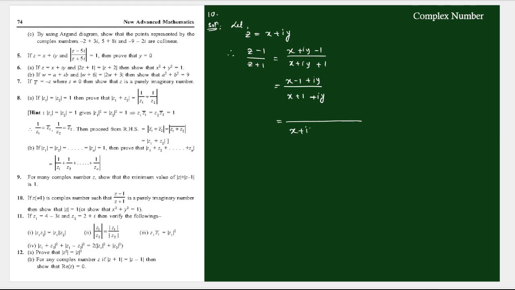We are taking the conjugate in order to remove the i, the imaginary number. So this will become x plus 1 minus iy. Here we will get x minus 1 plus iy, and then x plus 1 minus iy.